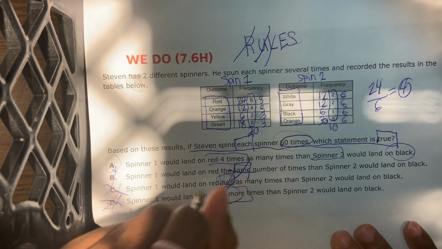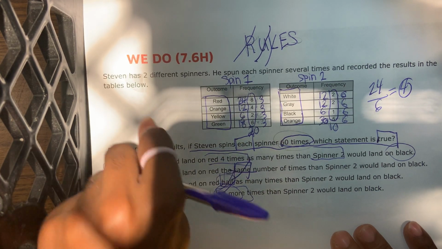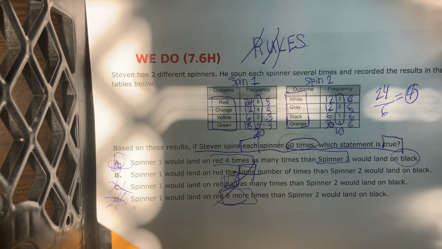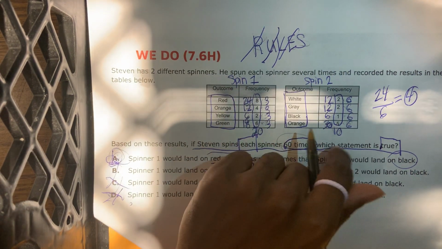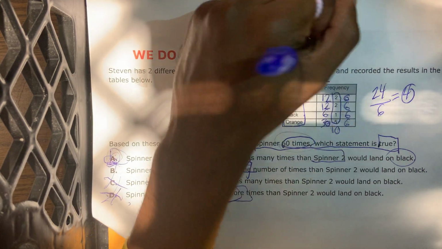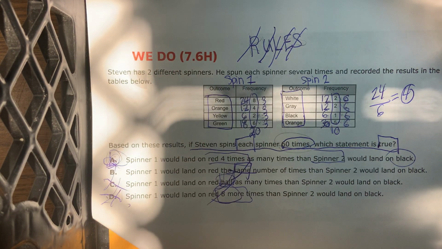All right, the correct answer is A, ladies and gentlemen. So that's how we solve this "we do." We evaluated by multiplying to get the correct product, which is 60. And then we selected the correct answer. All right, the correct answer is A.